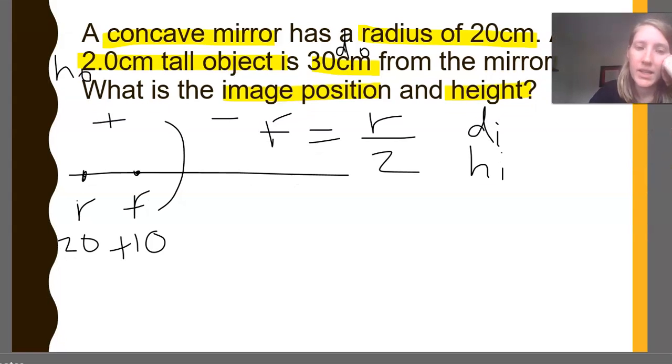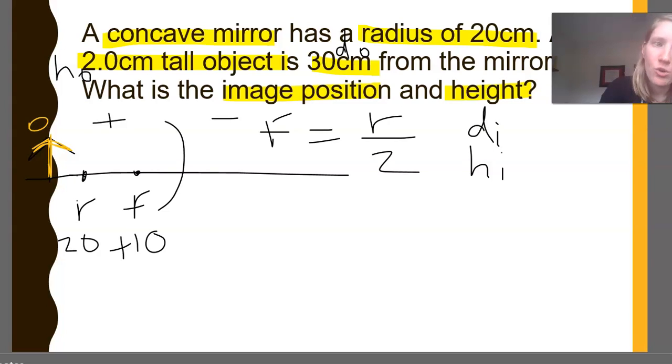Okay, since we have our focal length, we already figured that out. Let's do our ray diagram first and then make sure that the numbers we solve for make sense with the ray diagram. So if our object is 30 centimeters from the mirror, then our object is going to be way out here. They told us the radius was 20, and if our object is located 30 centimeters from it, then our object is going to be past R, or past C. It's going to be right here. That's our object.